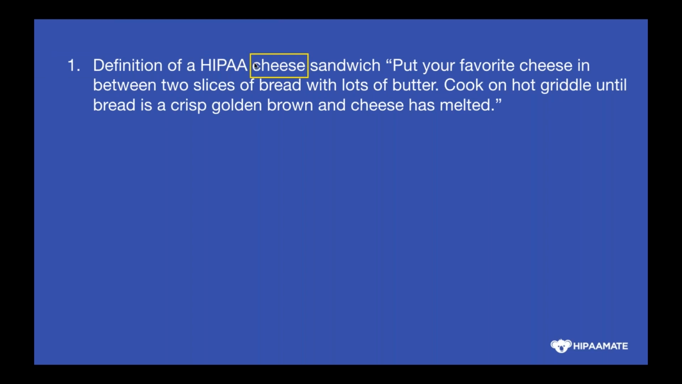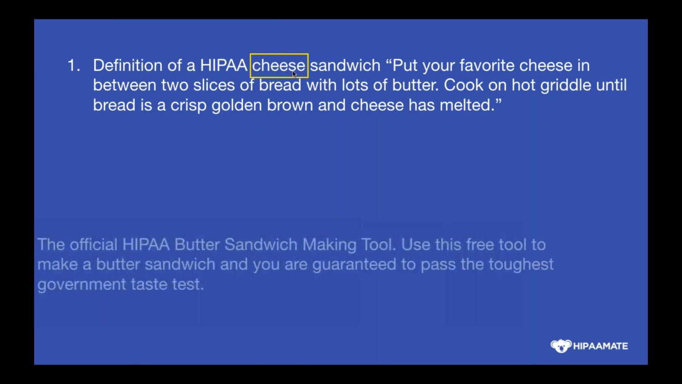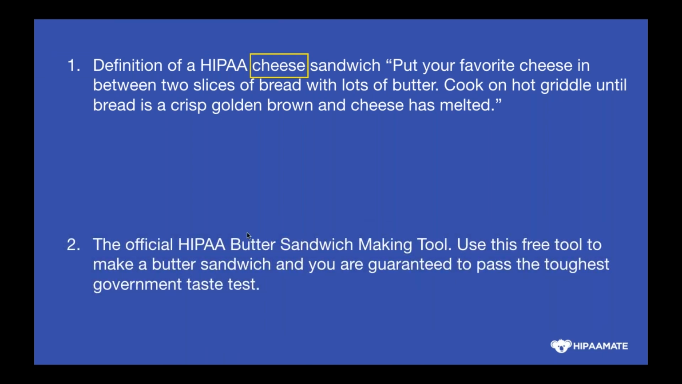So we're looking at cheese. It's this HIPAA cheese sandwich. Then they come out with this fancy tool. Remember, they govern sandwich shops. And they say, hey, we have a new tool. It's the HIPAA butter sandwich making tool. And if you use this tool to make a butter sandwich, you are guaranteed to pass the toughest government taste test.